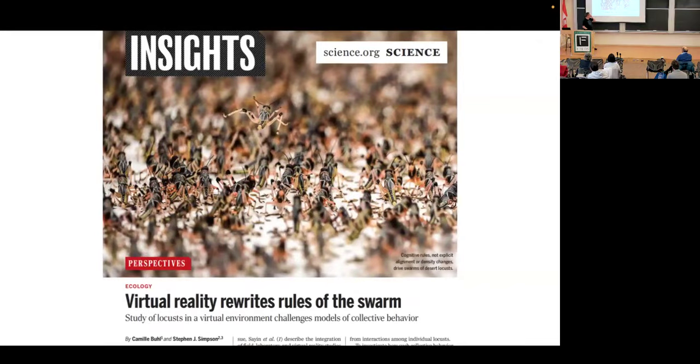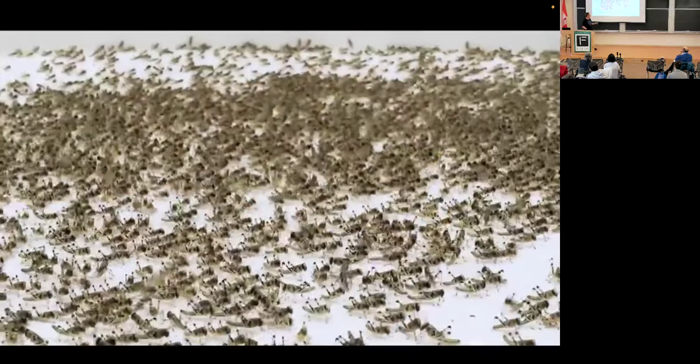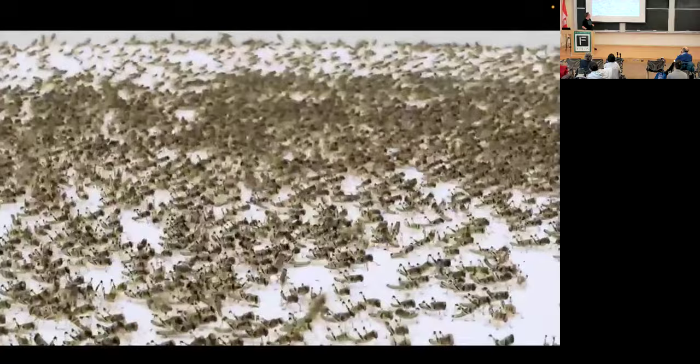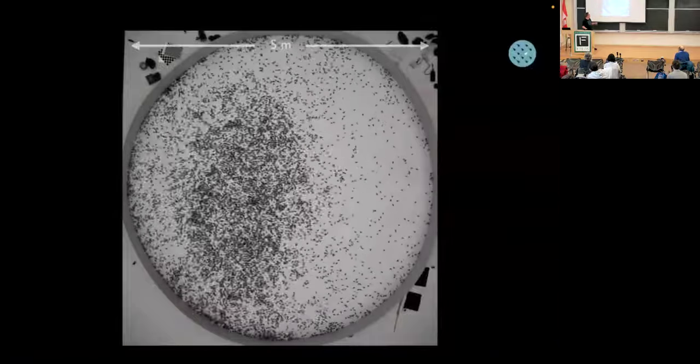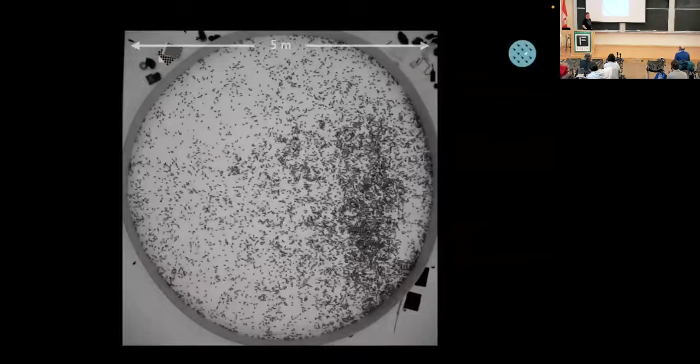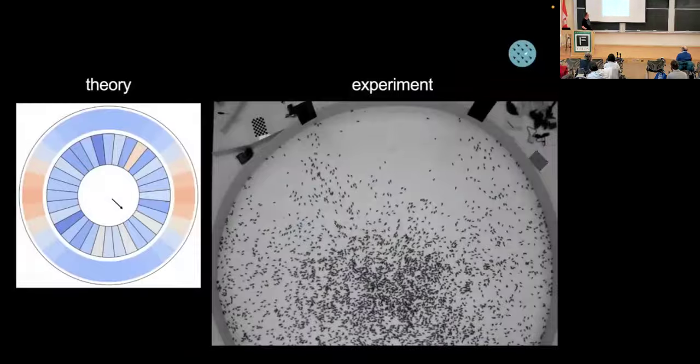And so, yeah, this is sort of, as they said in the accompanying article, rewriting the rules of the swarm. And this also holds for schooling fish as well. And so now we can do experiments with much larger numbers of individuals, such as 10,000 locusts, where we can get these swarms to form under laboratory conditions for the first time.